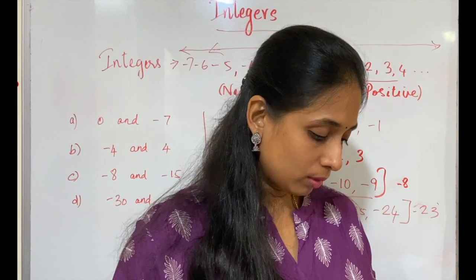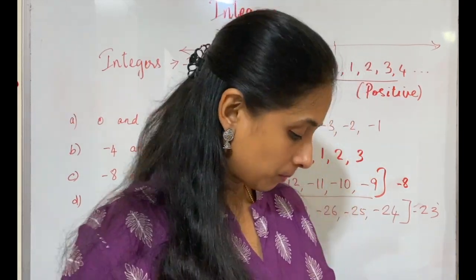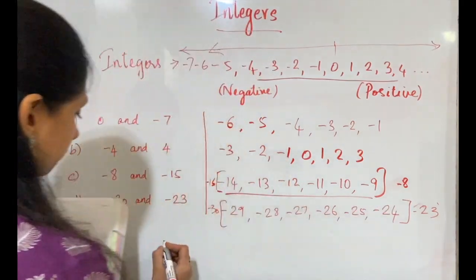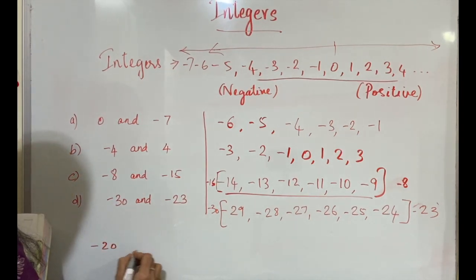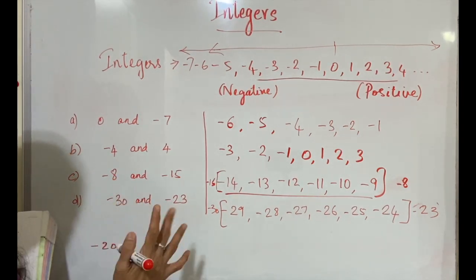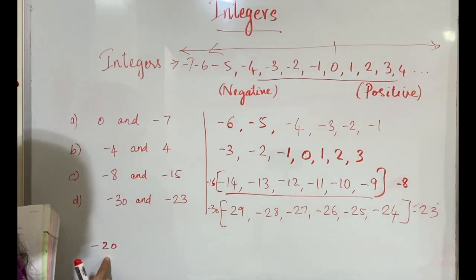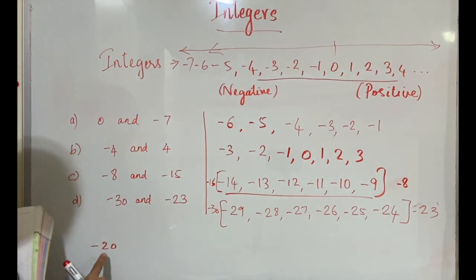Okay, write 4 negative integers greater than minus 20. So I'm having minus 20 here. They are asking us to write any 4 integers from minus 20 to 0, which are greater than minus 20, right? So 4 negative integers greater than minus 20.